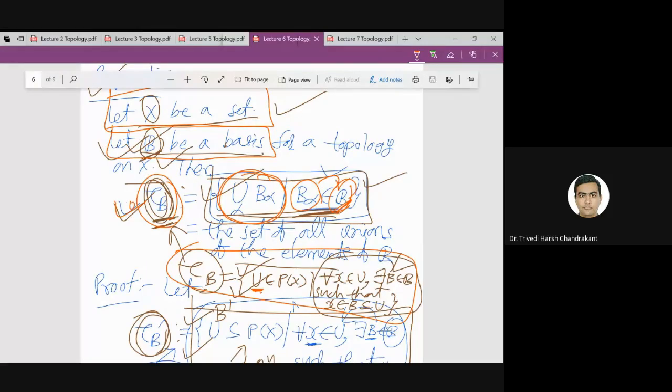So let me repeat it again. If I know the set X, and if I know this family B, what the elements of B are, then to find this topology generated by B, what I will do is take all the unions of the elements of B, right? I will take all possible unions of the elements of B. That will be my topology. And all the elements of the topology are known as the open sets.